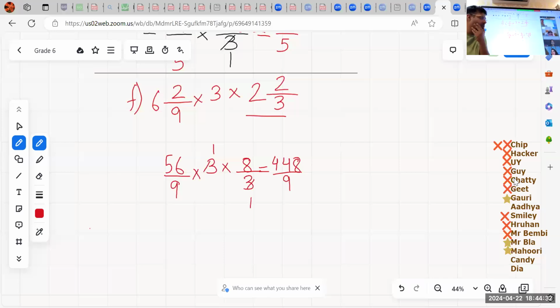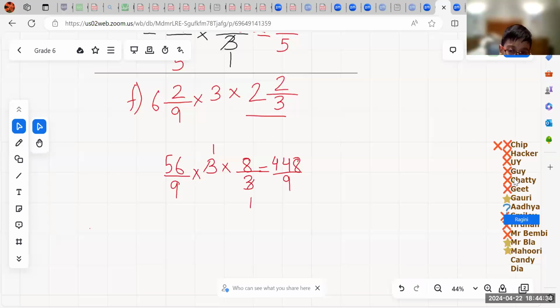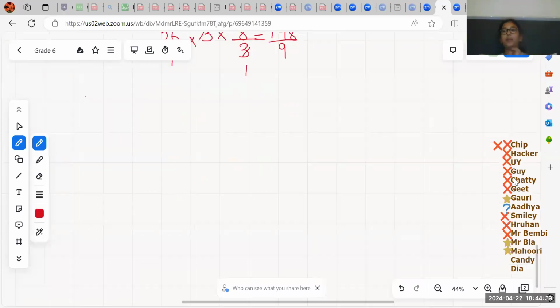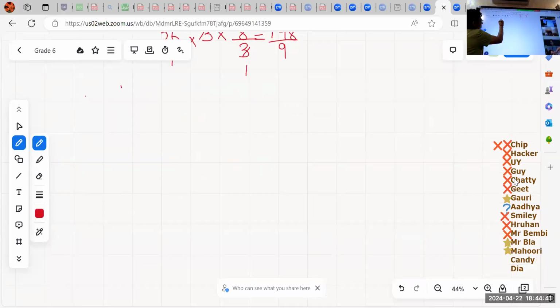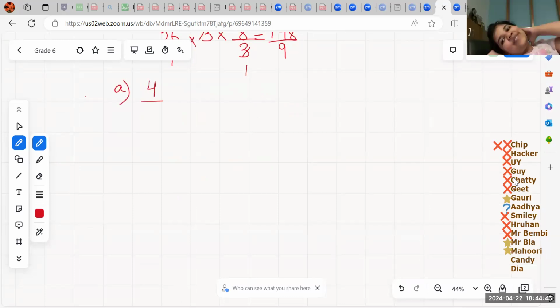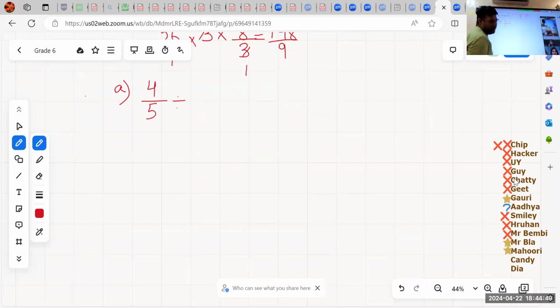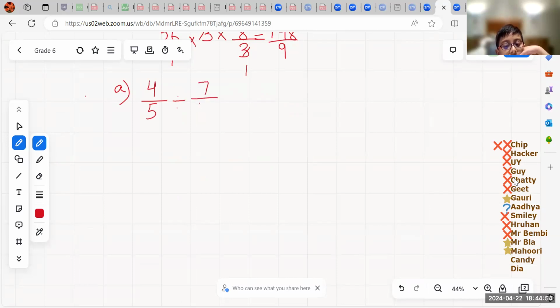So many crosses, Sir, can you give a break? What is the break? Yes, sir, can we get a break? No, no time where we get to relax. Sir, I'm very tired. Sir, what is the answer? Beta, I'll put 448 by 9. Sir, please, but I simplified it. Beta, you cannot simplify it.